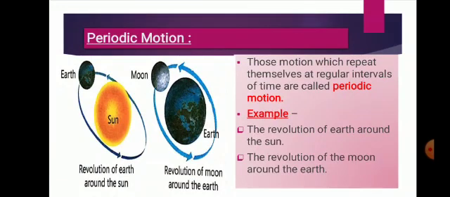Now next is periodic motion. The motions which repeat themselves at regular intervals of time are called periodic motion. The revolution of the earth around the sun is a periodic motion because the earth always takes the same amount of time, that is 1 year, to complete one round around the sun. Okay. The rotation of the earth on its axis is a periodic motion because the earth always takes the same time, that is 24 hours, to rotate once on its axis.